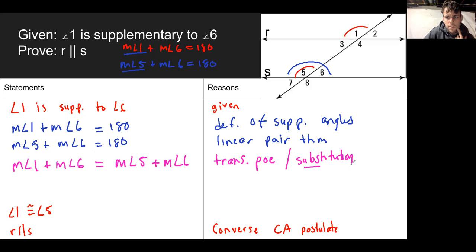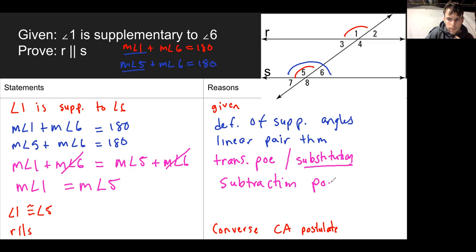The reason that it would be substitution is since one of them equals 180, you can replace 180 in the other equation with that sum. Kind of a similar idea, but it doesn't matter. All right, here we can use the subtraction property of equality. We can just subtract the measurement of angle 6 from both sides to leave us with the measurement of angle 1 is equal to the measurement of angle 5. Again, that's the subtraction property of equality.